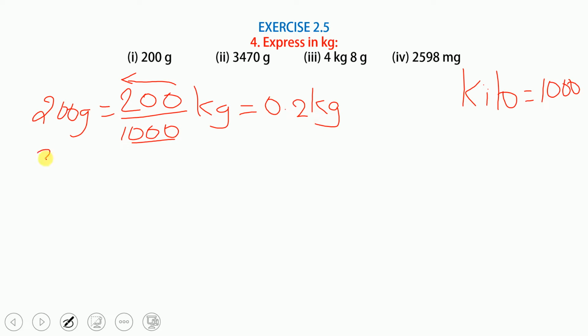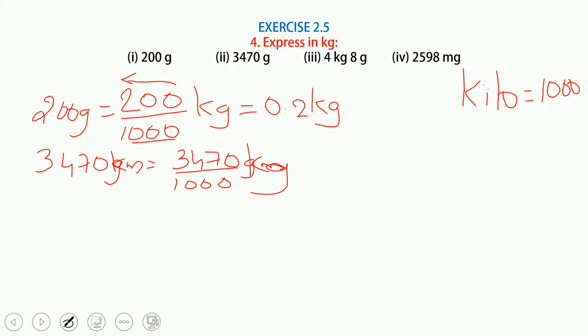The next one is 3470 gram. What you have to do is 3470 upon 1000, that much gram converted to kg. Now this point we have to shift 3 places, 1, 2, 3. Then after 4 the point will come. Only 3 places are there, so you need to put 0. So 3 point, what will come? 4, 7, and after that the 0 has no value. So it is 3.47 kg. It is easy.